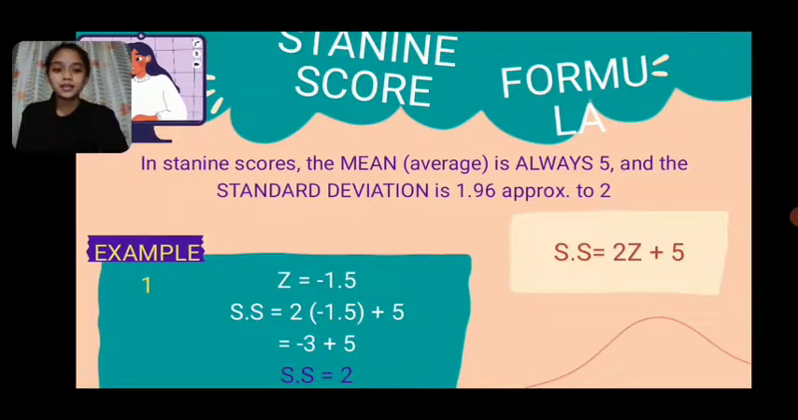Our z-score is negative 1.5. So, the standard score equals 2 times negative 1.5 plus 5. Substitute negative 1.5. So, 2 times negative 1.5 is equal to negative 3, plus 5. Negative 3 plus 5 is equal to 2. So, our standard score, if our z-score is negative 1.5, is 2.